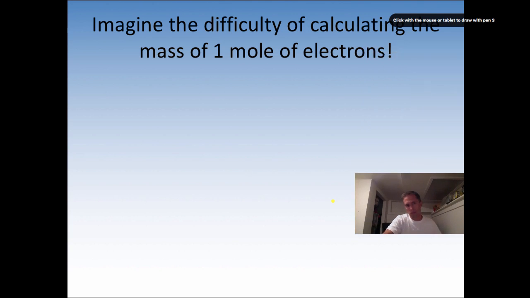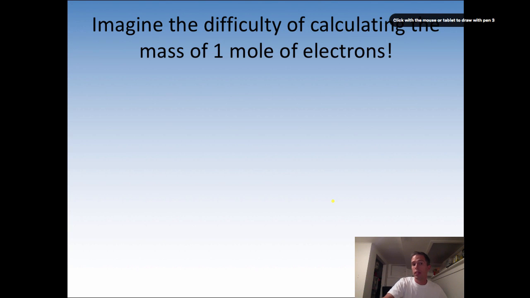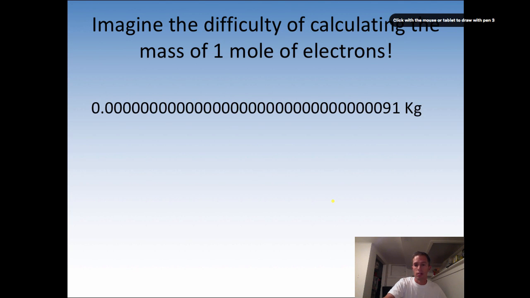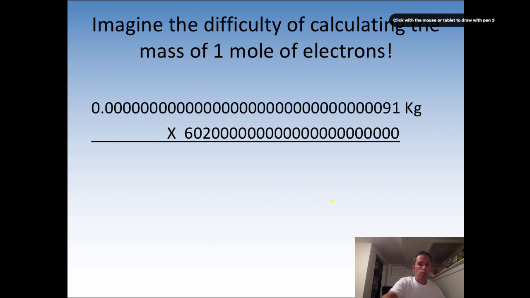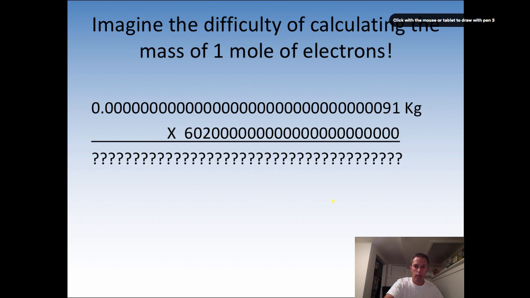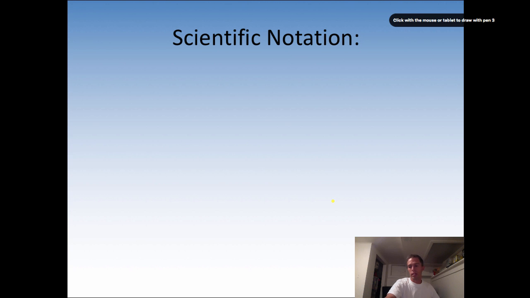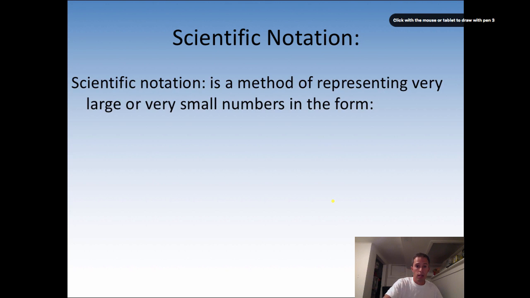Like this slide says, imagine the difficulty of calculating the mass of 1 mole of electrons. An electron has the mass of that. If we had 1 mole, we would multiply it by the amount of 1 mole. Could you imagine doing the multiplication longhand with this type of problem? It'd just be impossible. And so let's learn scientific notation. It's a skill that's essential in chemistry and basically all sciences.